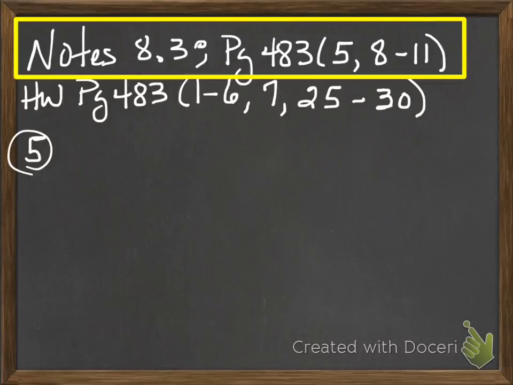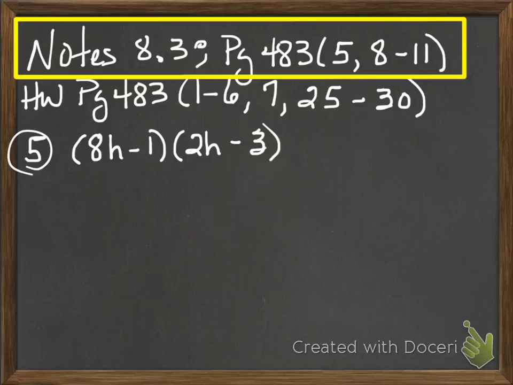The directions for number 5 say find each product. I picked number 5 because it is exactly what you did last night. I want to show you the difference between what you did last night and what you're going to do tonight for homework. Number 5 is a binomial times a binomial.